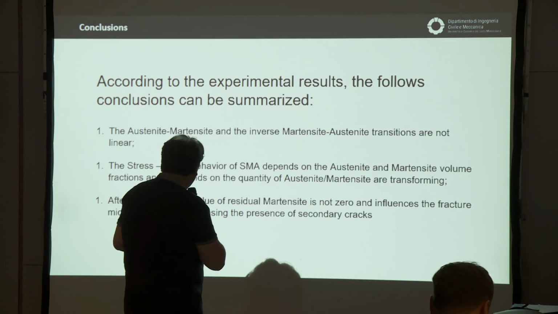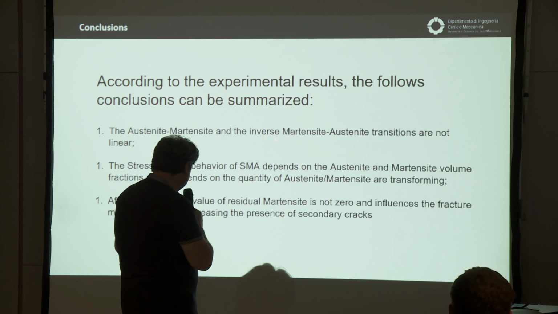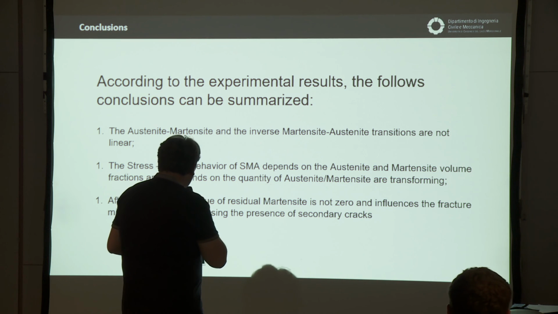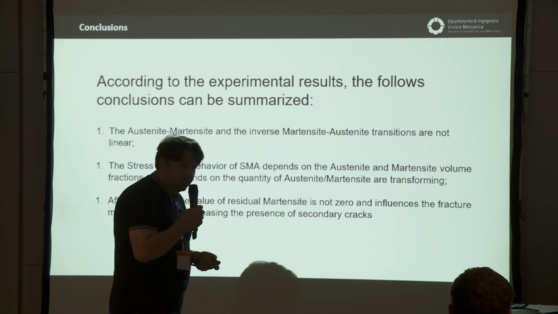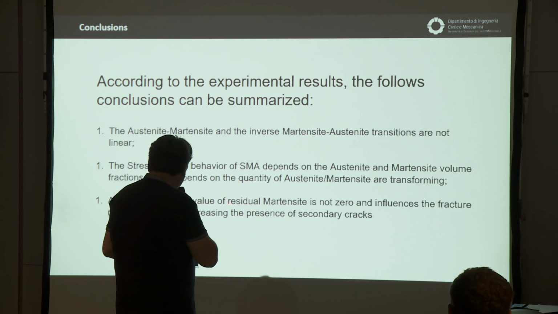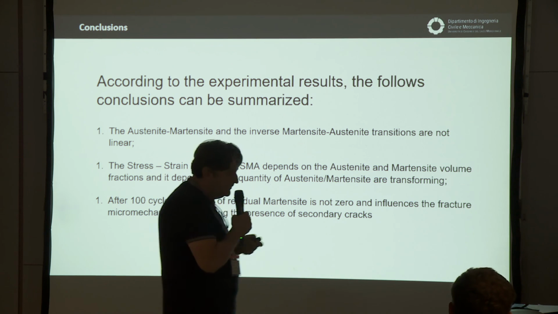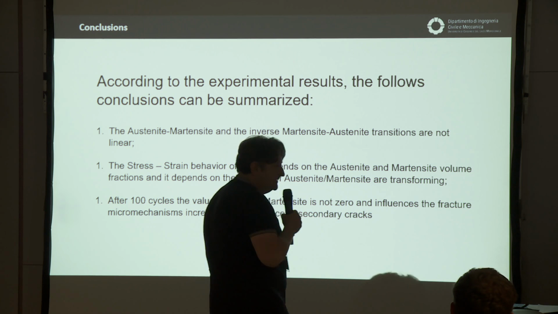So, according to the experimental results, we can see that the austenite-martensite and inverse transformation are not linear. The stress-strain behavior shape depends on the austenite and martensite volume fraction, not only on deformation. And after 100 cycles, we have the presence of martensite that is not able to recover the shape, which increases the presence of secondary cracks.